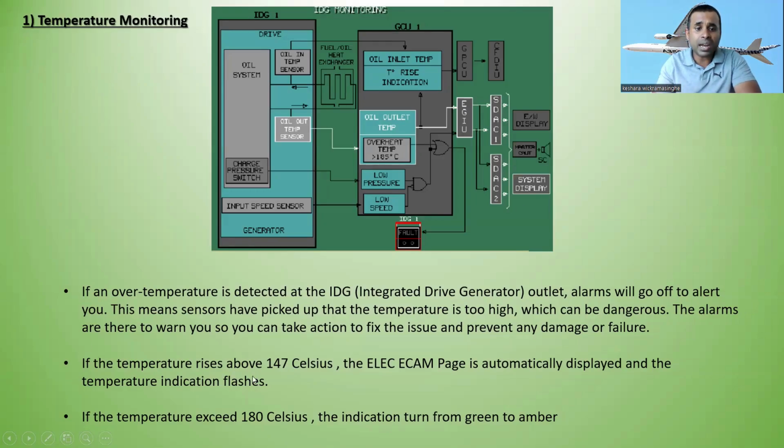If the temperature rises above 147 Celsius, the ELAC page, which I showed you in previous videos, is automatically displayed and the temperature indication flashes. If the temperature exceeds 180 Celsius, the indications turn from green to amber.